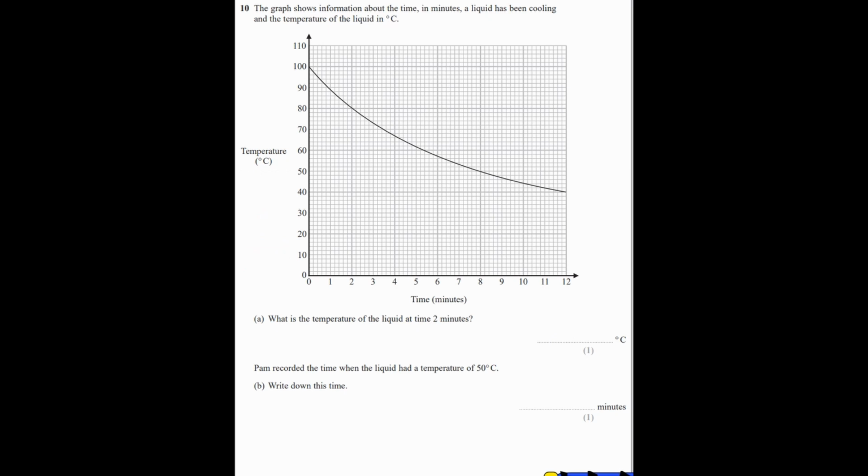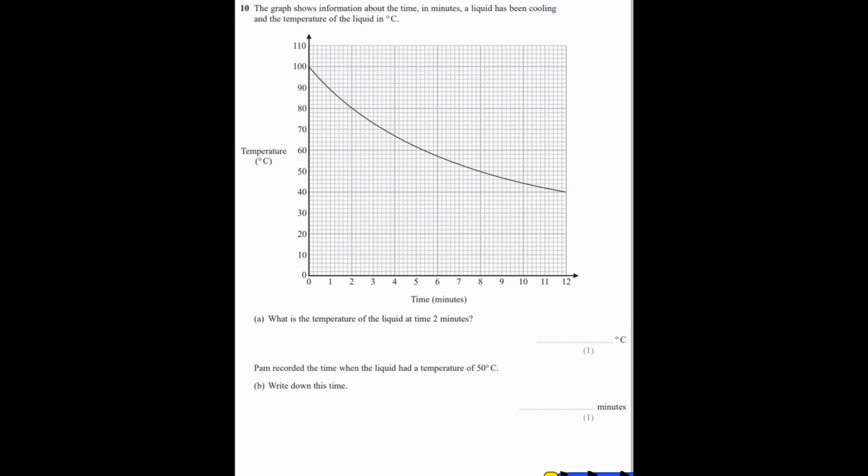Question 10 is another question where we're asked to take information from a graph. This time it's showing information about the time in minutes that a liquid has been cooling. So we have a liquid that started out at 100 degrees, and as time in minutes goes by, the temperature is cooling down. 2 parts.